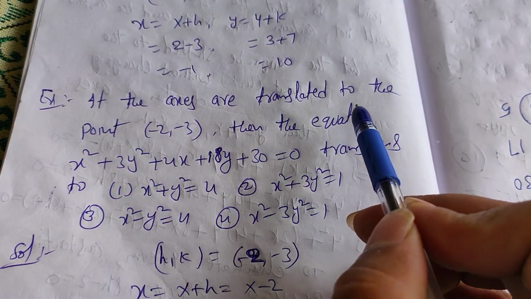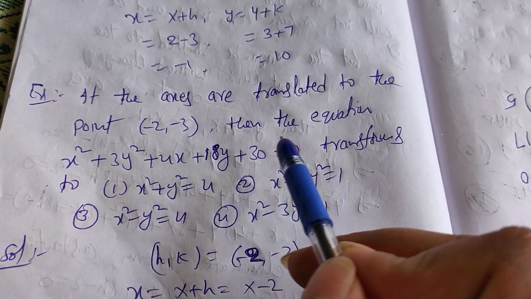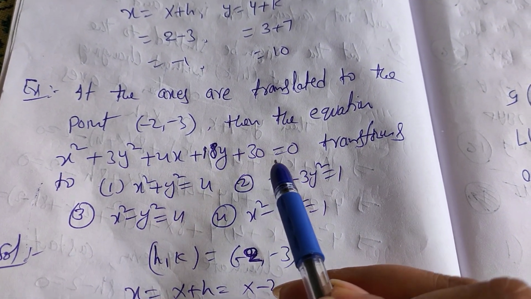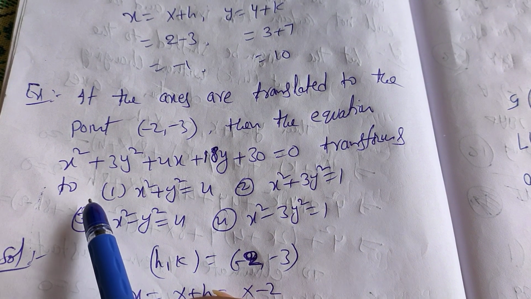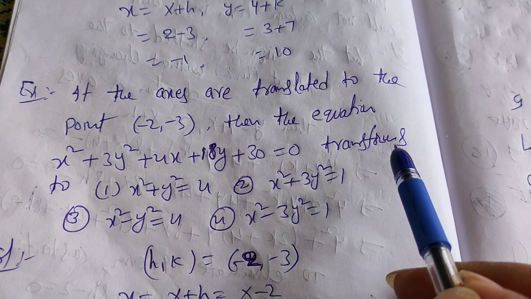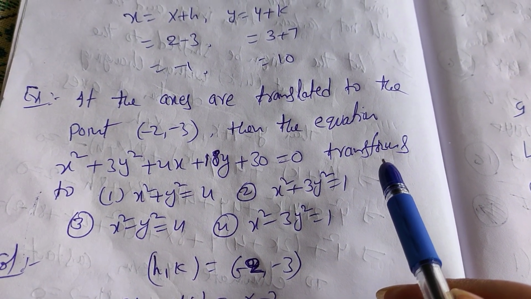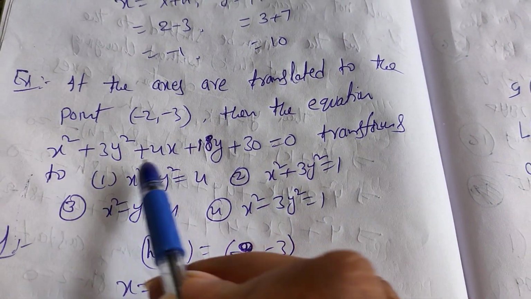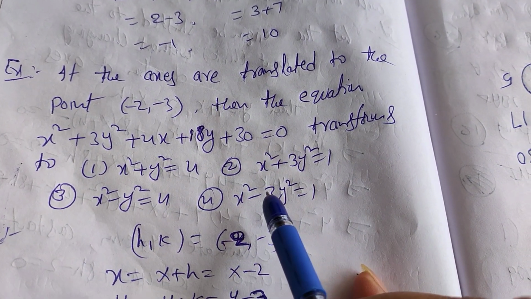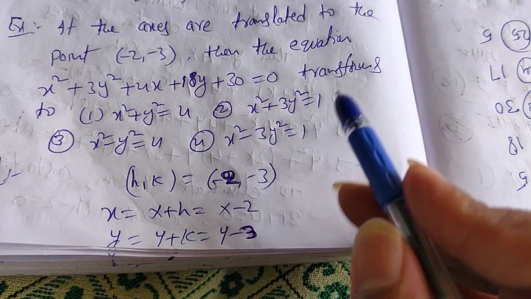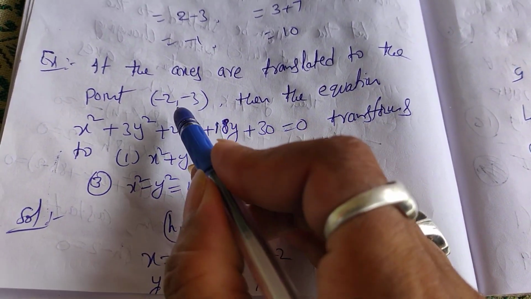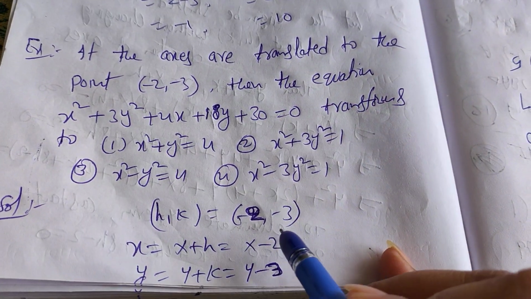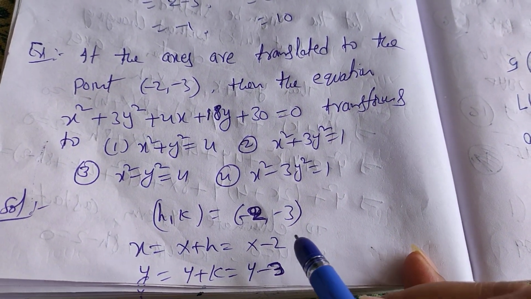Yes, if the axes are translated to the point (-2, -3), then the equation x square plus 3y square plus 4x plus 18y plus 30 is equal to 0 transforms to, that means he is asking for the transformed equation according to the new coordinate axes. They have given four options, and according to these four options we have to find the answer. So here (h, k) they have already given: translated means shifted to the point (-2, -3). That means (h, k) is equal to (-2, -3).